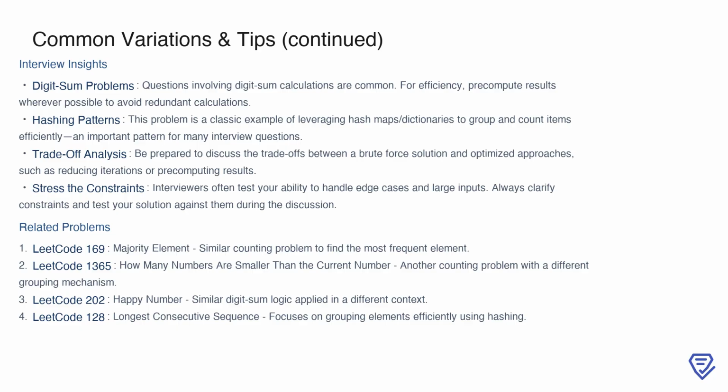For instance, LeetCode 169, majority element, involves finding the most frequent element, which is similar in its counting mechanism. LeetCode 1365, how many numbers are smaller than the current number, employs a different grouping technique but shares the counting theme. LeetCode 202, happy number, applies digit sum logic in a different context, and LeetCode 128, longest consecutive sequence, focuses on grouping elements efficiently using hashing. Studying these problems will deepen your understanding of these patterns.